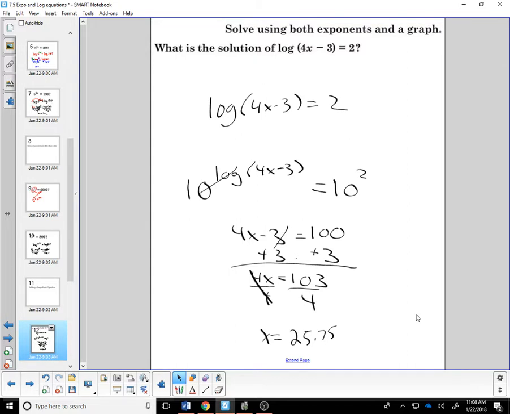What's up? Can I shoot out a quick text real quick? 15. It was 16, but I took one off. Like there's no need to do all that.